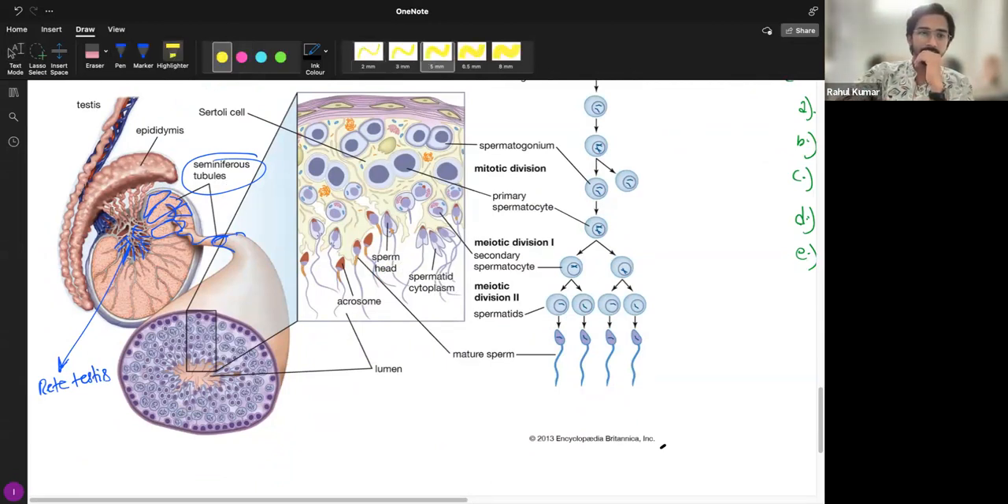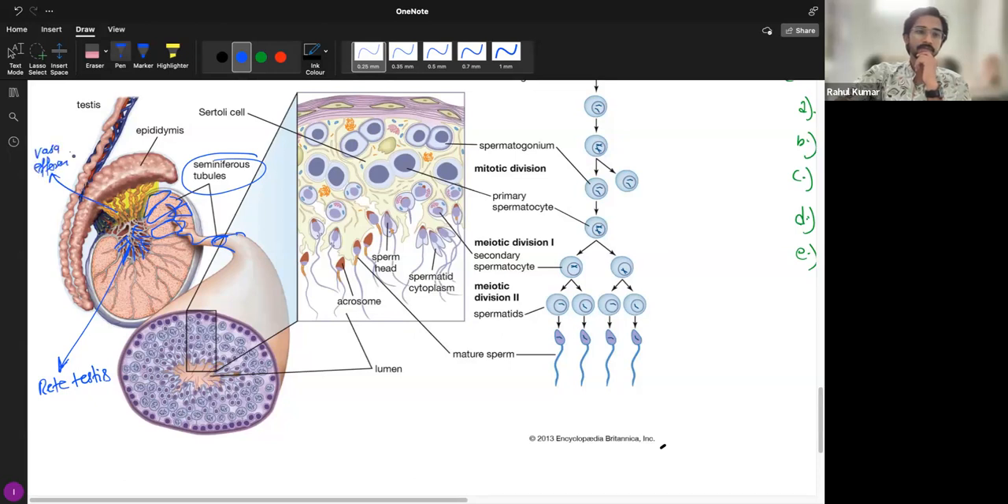If I highlight a structure, can you see the yellow highlighter? The structure that is being highlighted, what is this? It goes out of the rete testis, and it's highly convoluted, coiled, and it connects the testes with the epididymis. I told you in the last class. What connects testes with the epididymis? These are all board questions, by the way, entrance questions. So perfect. It's called vasa efferentia.